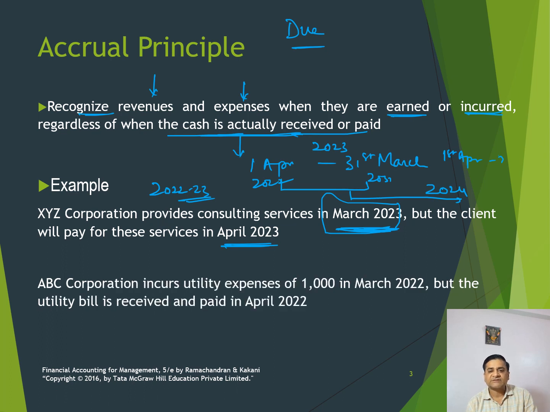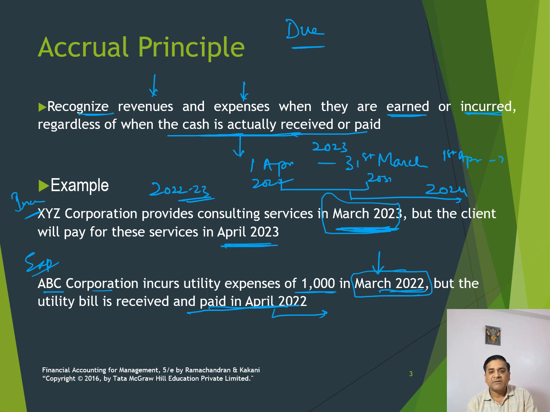Similarly, if we talk about the expenses, when the expenses need to be recorded. Say for example, if there is a company called ABC Corporation which incurs utility expense of 1000 in the month of March, but the payment is paid in the month of April. Again, this was about the income and this is about the expense. So we have taken an example for both of these. In case of expense, if you have taken the benefit in the month of March itself, but you have paid in the month of April, then you will treat this as an expense for the month of March only, not in the month of April.